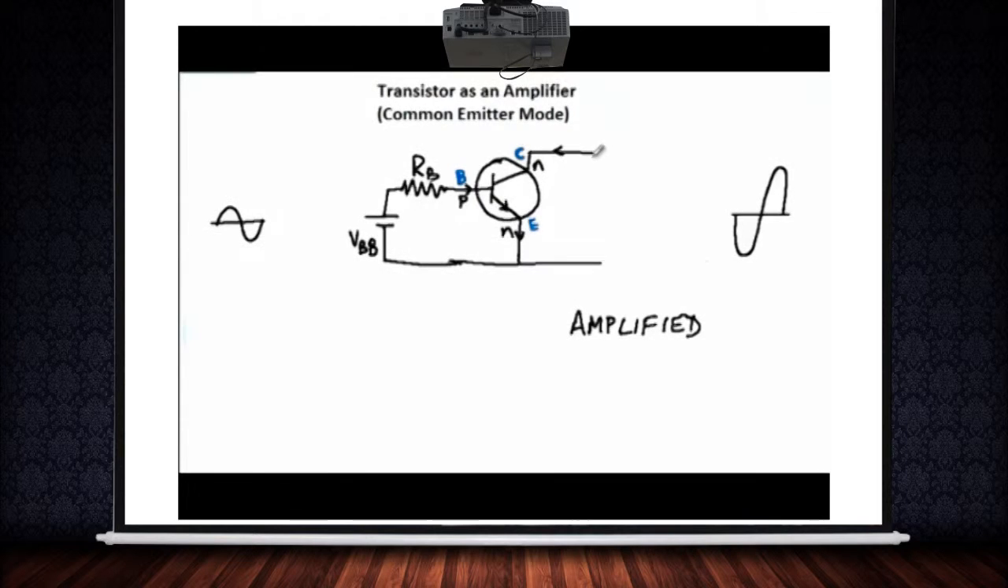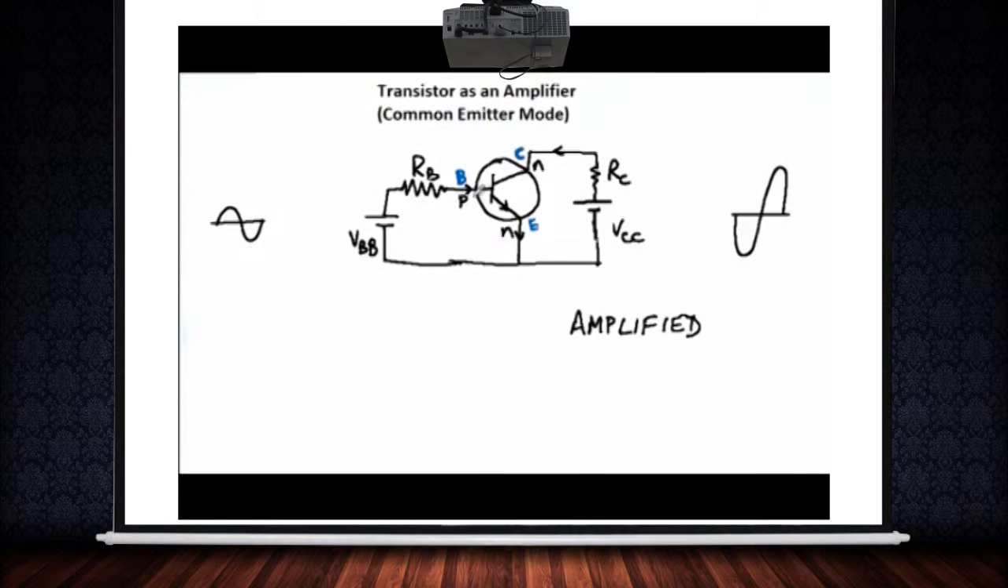Now let's take a look at the output side. Here we are going to connect a resistance and a battery. The positive side of the battery will be connected to the negative end over here, and we will denote the resistance by RC, and the battery by VCC.